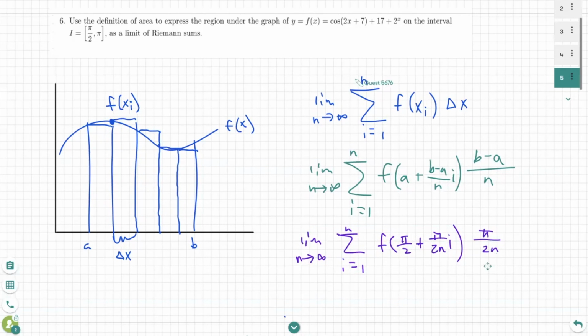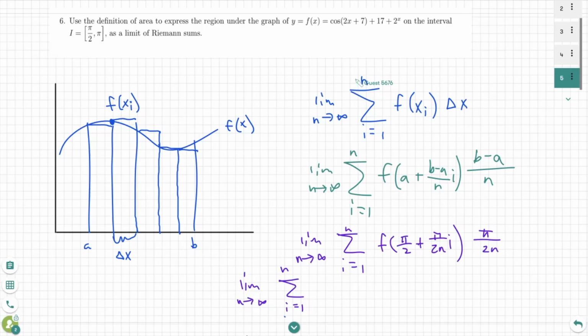Okay, so those are the a and b values we plug in. What else do we need? So we plug in 1 for i? Well, i is being counted. It goes from 1 to n. So pi over 2 plus pi over 2n times i is like our x. So we'd plug that into cosine of 2x plus 7 plus 2 to the x. Yeah, because f is just a general function, but we have a specific function we're looking at.